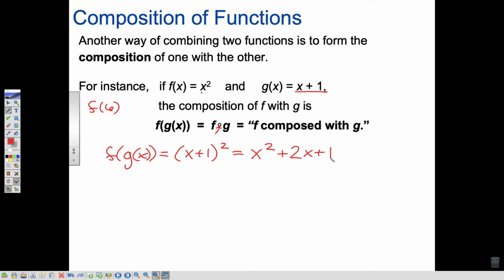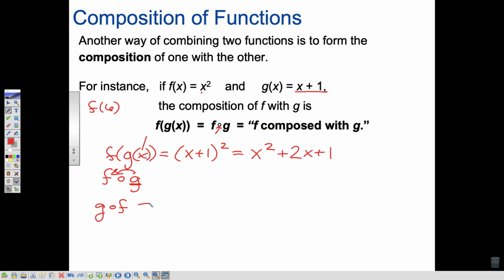What's the open circle? What's that mean? Compose. It looks like a fog symbol, but it's compose. f composed of g means g goes into f. So if I wrote g compose f, what does that mean? f goes into g. So the second one goes into the first one. No, f composed of g, and this is g composed of f. So that means you're putting the second one in.